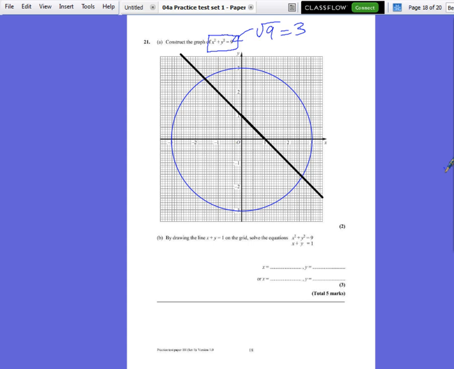The points that we are after is this point here and this point here. So where those two cross are the solutions to our circle. So if we do that really accurately, you would get 2.6 and minus 1.6 for this point here. And then for the other point, we would get minus 1.6 and 2.6. Accuracy is really important. Make sure you use your compass and a sharp pencil.